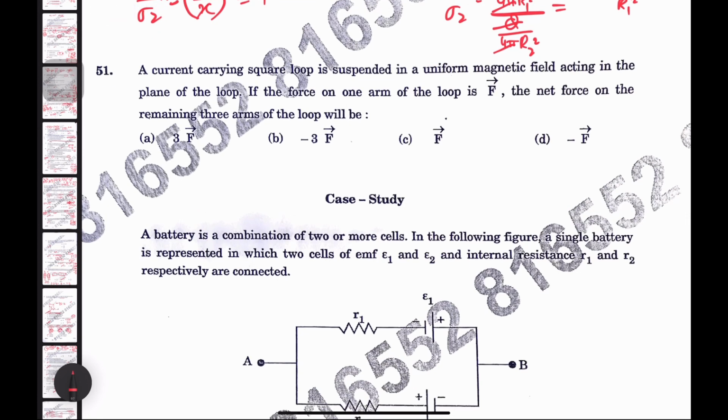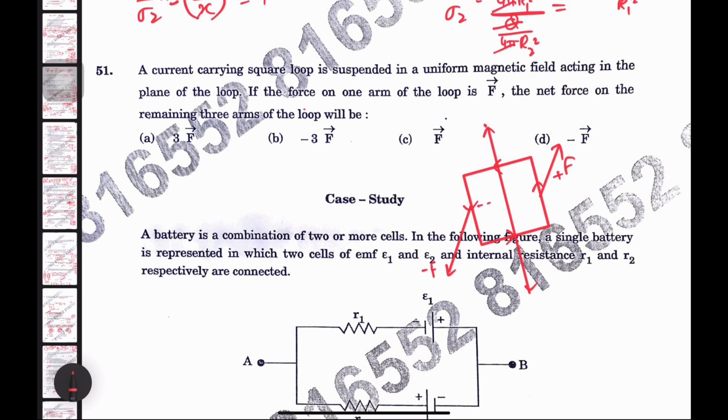Now the 51st question is: a current carrying square loop is suspended in a uniform magnetic field acting in the plane of the loop. If the force on one arm of the loop is F, the net force on the remaining three arms of the loop will be. See, we have this square loop placed in a magnetic field, and this is the direction of flow of current. On the two opposite arms we have the same line of action for equal and opposite forces, so the net force along this direction is 0. But the force acting in this direction is taken positive, and the force acting on this line is negative, minus F.